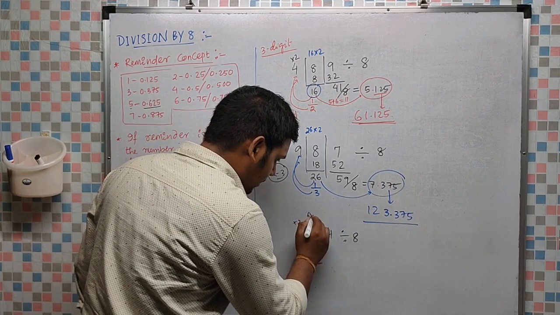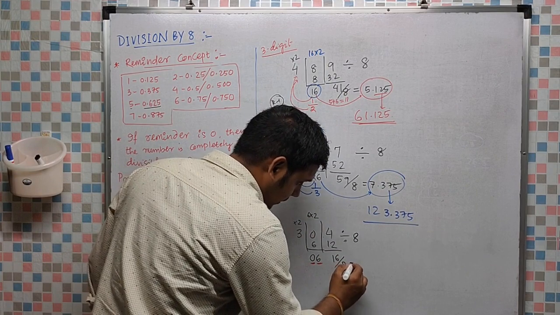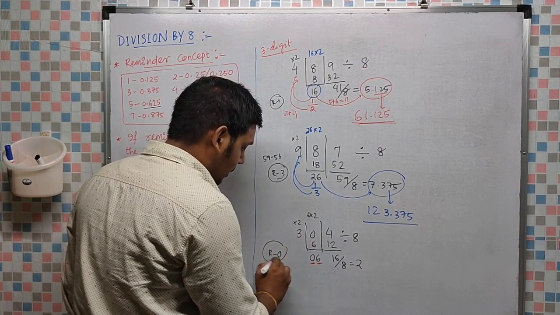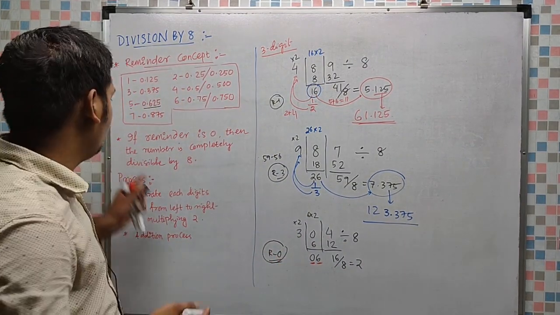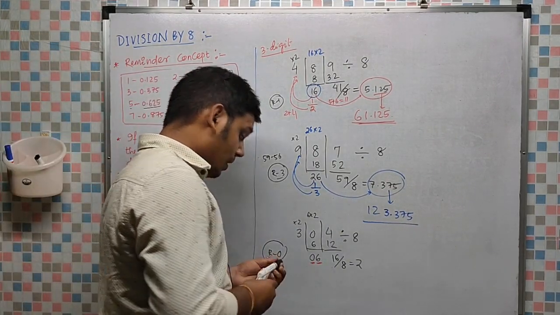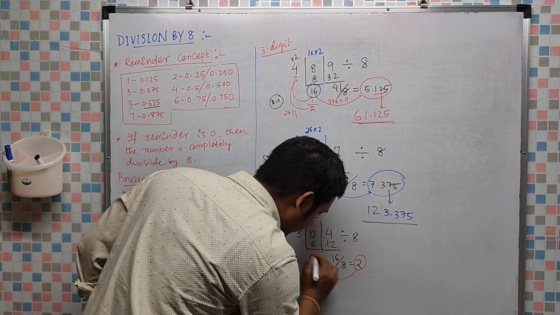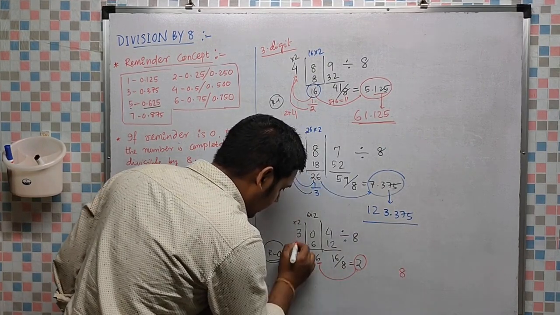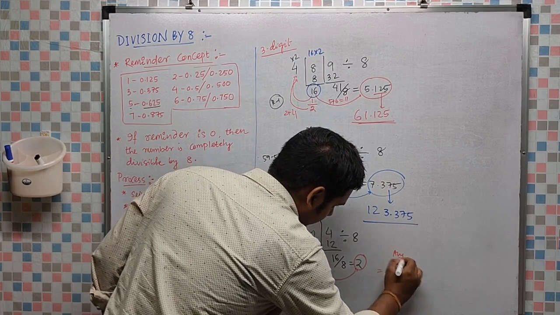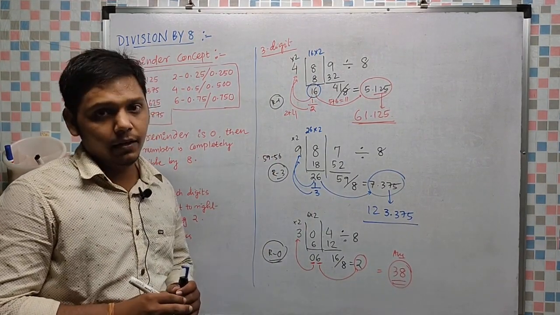Now this result into 2, 6 into 2, that is how much? 12. 12 and 4, that is 16. 16 by 8, so 2 times I can take, and 8 times 2 is 16. That means remainder is 0. If the remainder is 0, you don't need to do anything. I told you, if the remainder is 0, then the number is completely divisible by 8. So now I have to add. This is 6 plus 2, that is 8, and 0 plus 3, that is 3. Answer is 38. So this is how you can divide a 3-digit number by 8.